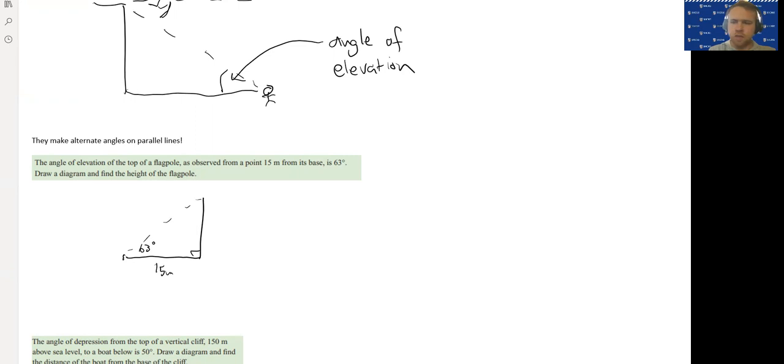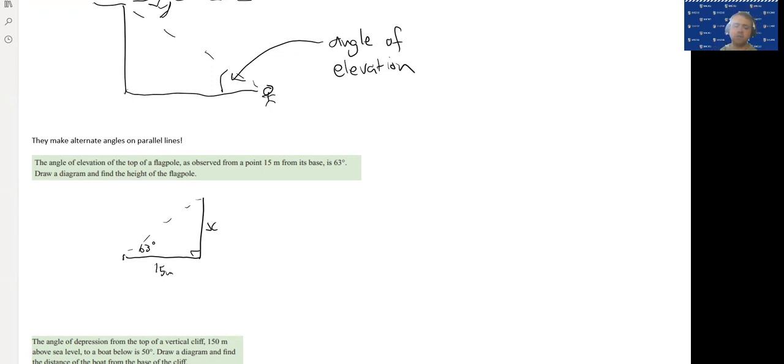So we've put all of the information that we know in our diagram. We've drawn a flagpole, we've drawn the distance from the flagpole, we've drawn the angle of elevation from that point to the top of the flagpole. But we've got to also ask ourselves, what are we trying to find? And the question says, find the height of the flagpole. So I'm just going to put an X in the position where my unknown is, the height of the flagpole.